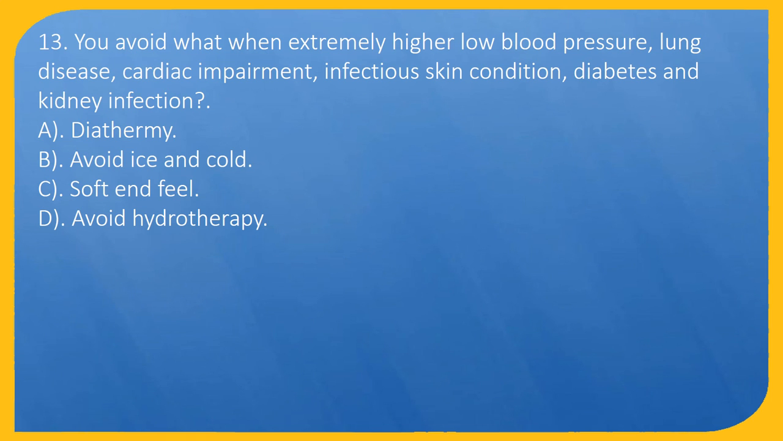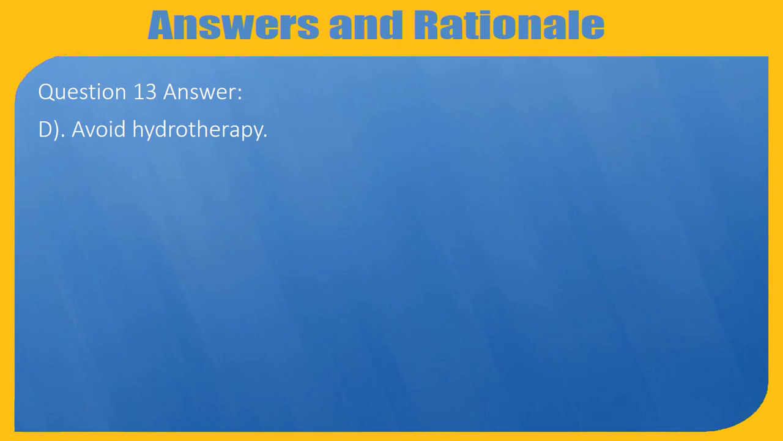Question 13. You avoid what when there is extremely high or low blood pressure, lung disease, cardiac impairment, infectious skin condition, diabetes and kidney infection? A. Diathermy. B. Avoid ice and cold. C. Soft end feel. D. Avoid hydrotherapy. Question 13. Answer D. Avoid hydrotherapy.